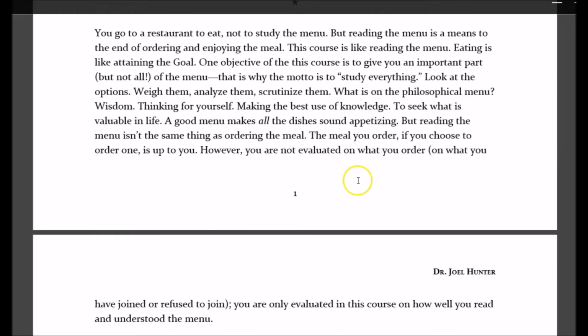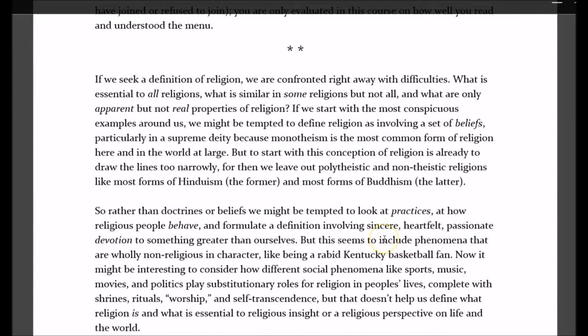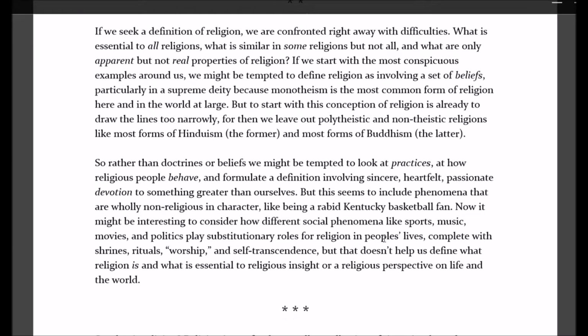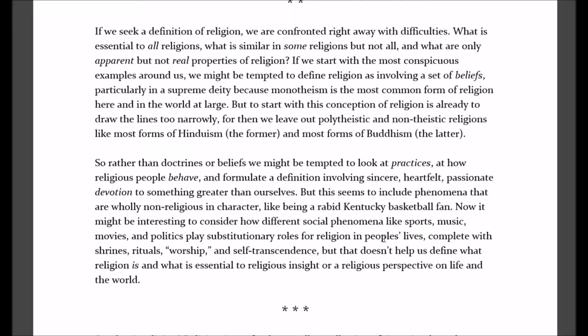All right. So here, it's important to further differentiate between what philosophy is doing and what religion is doing. In one sense, they are after the same kinds of things. They are after truth.